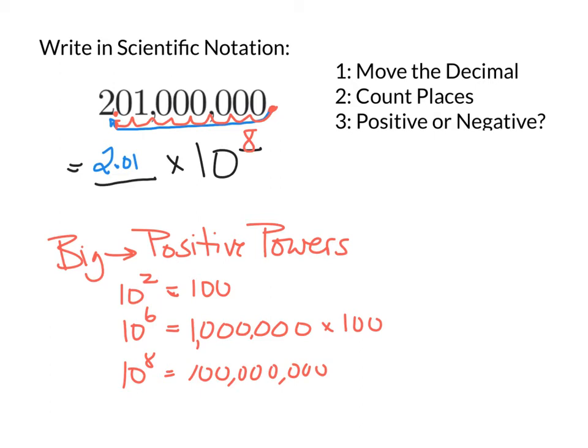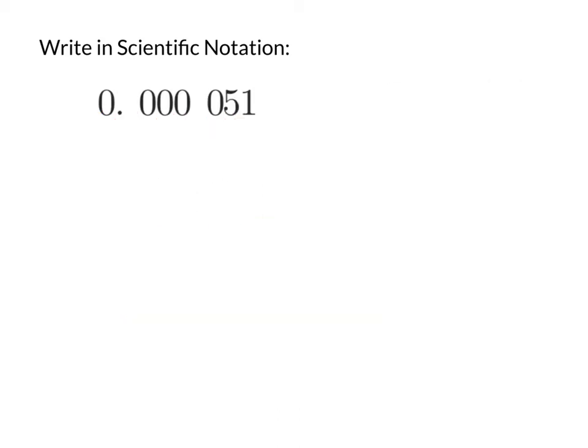And so anytime we have a positive power of 10, we're going to deal with a large whole number. So how about when we have a small number, a number that's smaller than 1, and we want to write that in scientific notation? The steps to do that are still the same. We know we want to write it in scientific notation, so we'll have some number times 10 to some power.